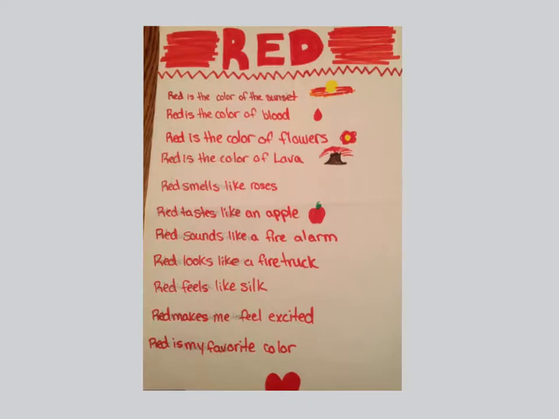Red. Red is the color of the sunset. Red is the color of blood. Red is the color of flowers. Red is the color of lava. Red smells like roses. Red tastes like an apple. Red sounds like a fire alarm. Red looks like a fire truck. Red feels like silk. Red makes me feel excited. Red is my favorite color.